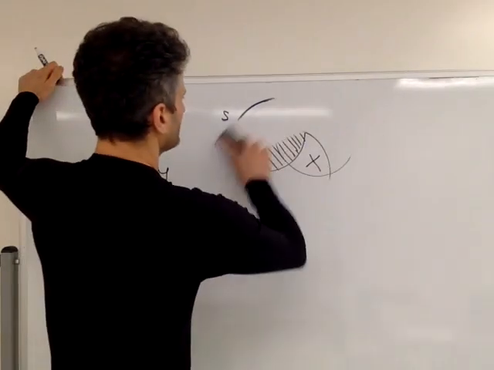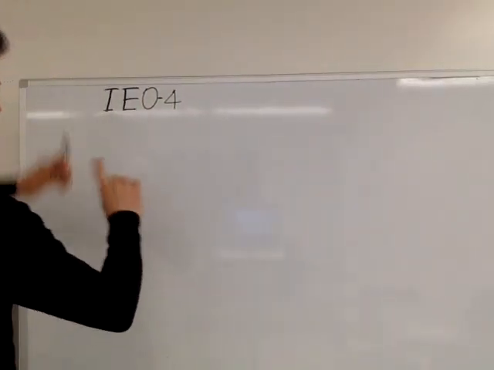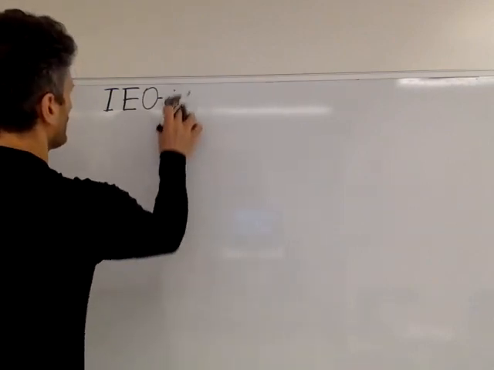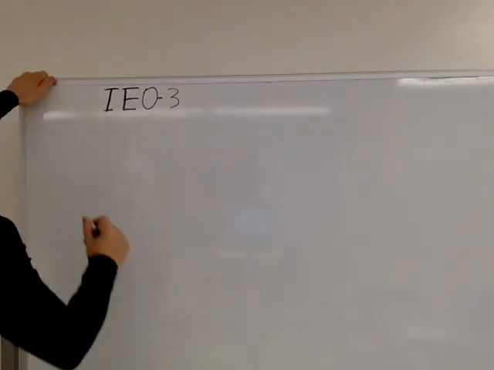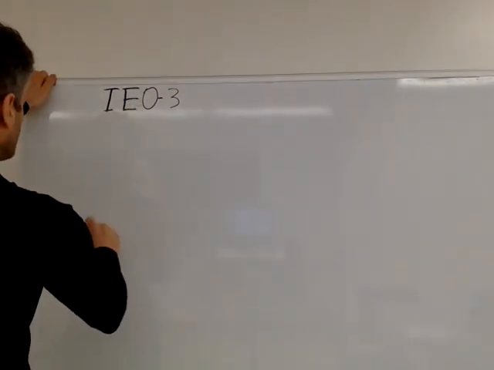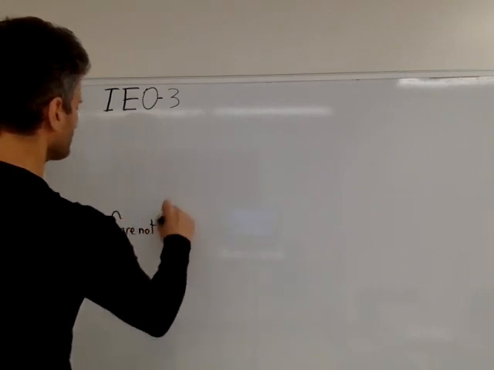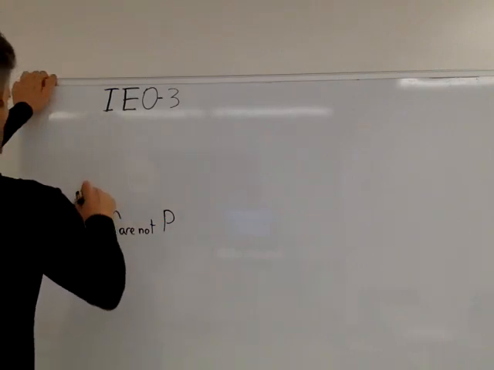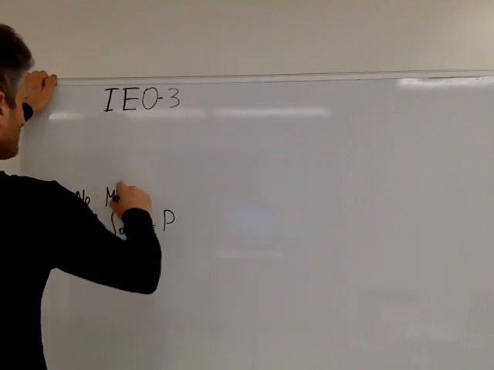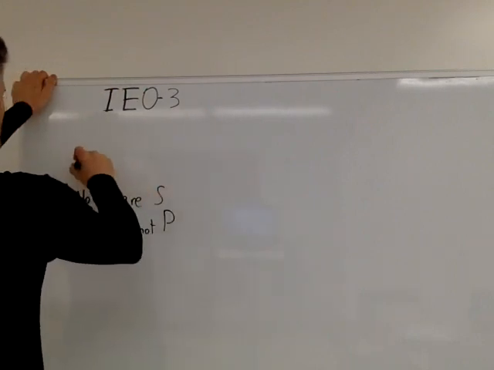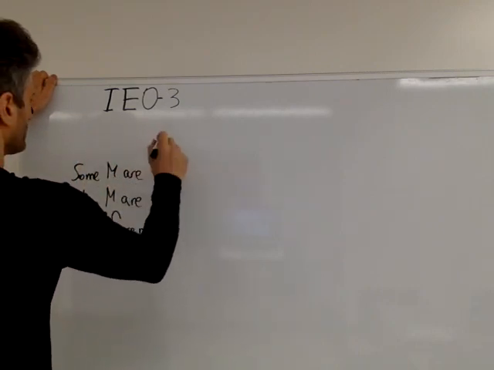So let's do another experiment. Let's try with number 3. See what happens. So now in number 3 we have some S are not P. Number 3, remember, is 1, 2, and 3. No M are S, and some M are P.